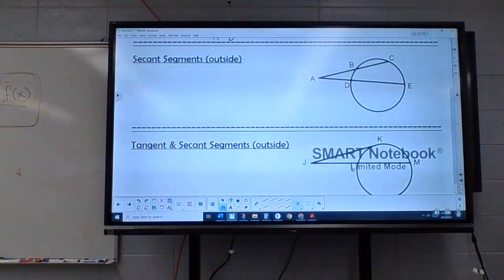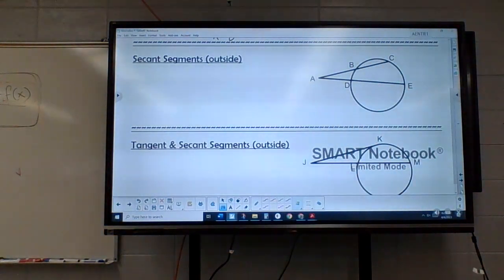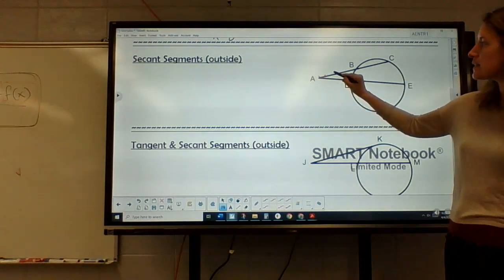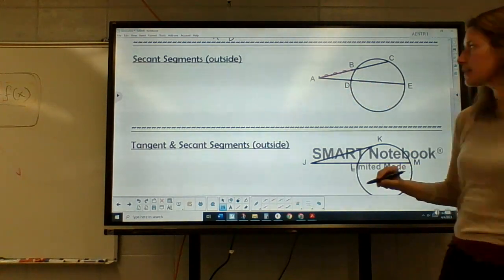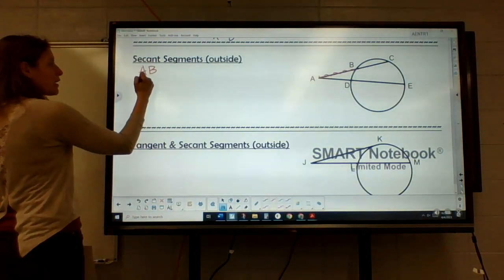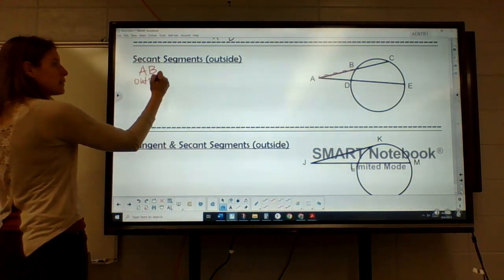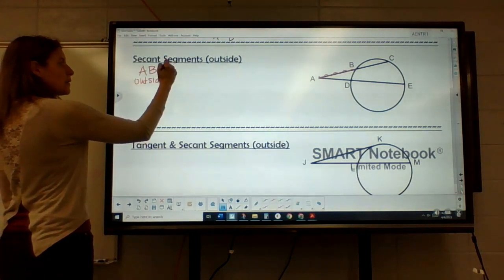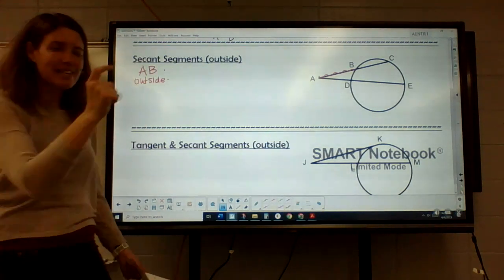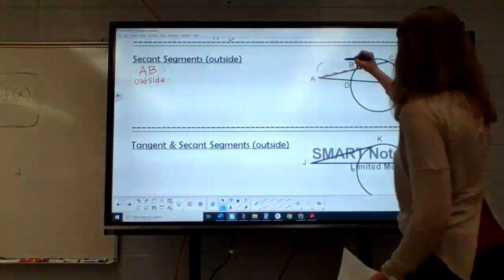Now we have secant segments, but they're outside the shape. So notice these do not intersect on the inside. So what we do in this case is this little part, this little AB, I'm going to call that the outside part. Not just the inside, but the whole thing.